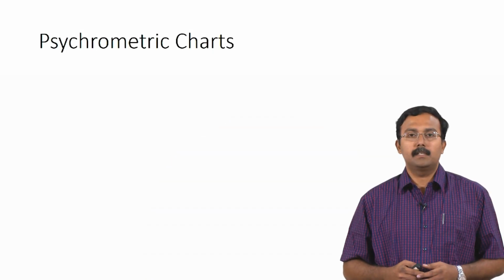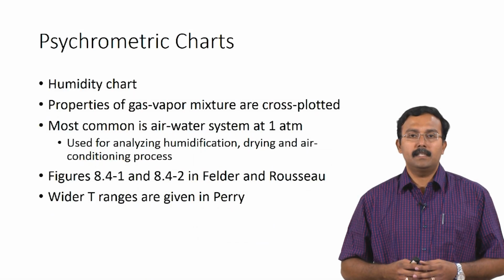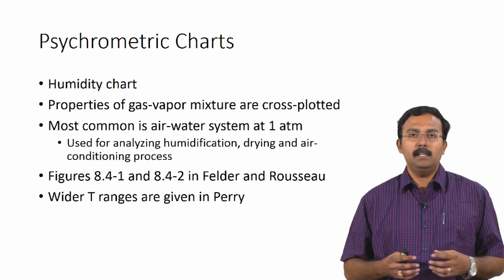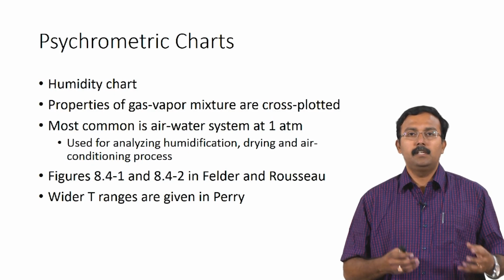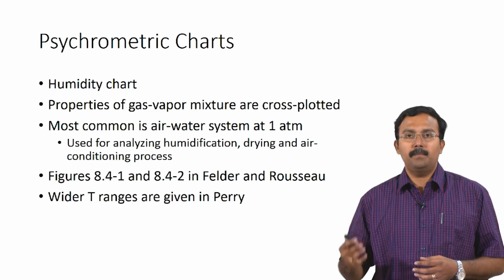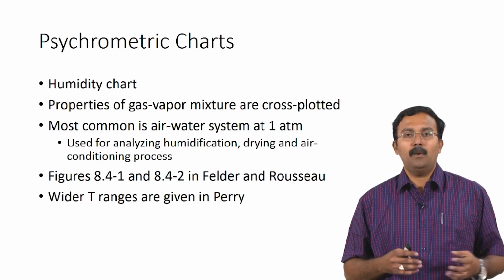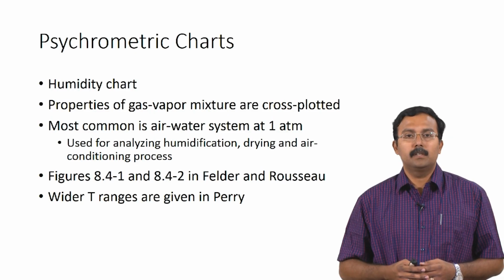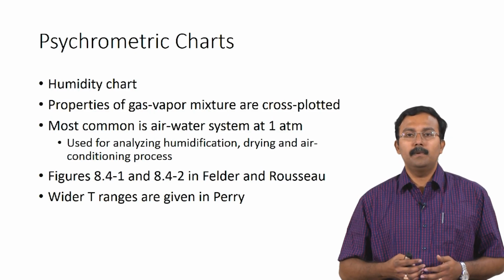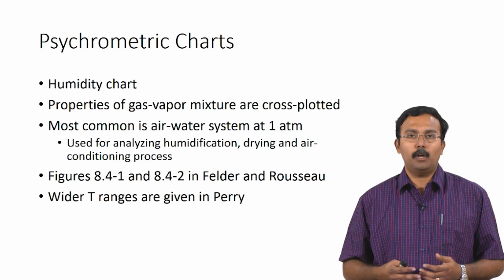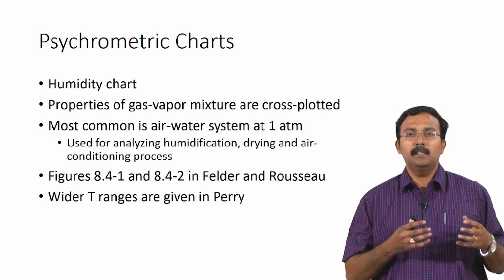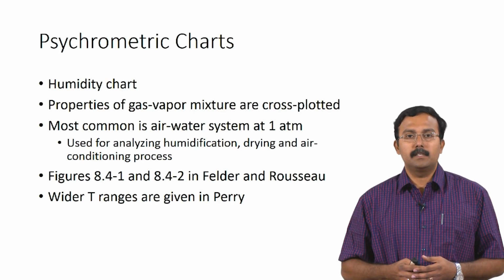What are psychrometric charts? These are also called humidity charts. So, these are basically cross plotted charts which give us information about gas vapor mixtures. The most common one which is used is the air water system at 1 atmosphere. This is used for analyzing humidification, drying, and air conditioning processes which are common in chemical and biochemical industries.